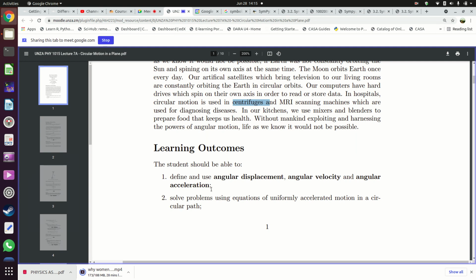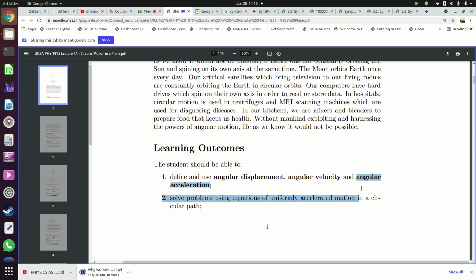Okay, so when something is turning, when you're moving in a circle, how much distance you move in a circle is what is referred to as angular distance. How fast you are while you're moving in a circle, that is what is referred to as angular velocity. And how fast the angular velocity is changing, how fast something is spinning or turning, that is what is referred to as angular acceleration.